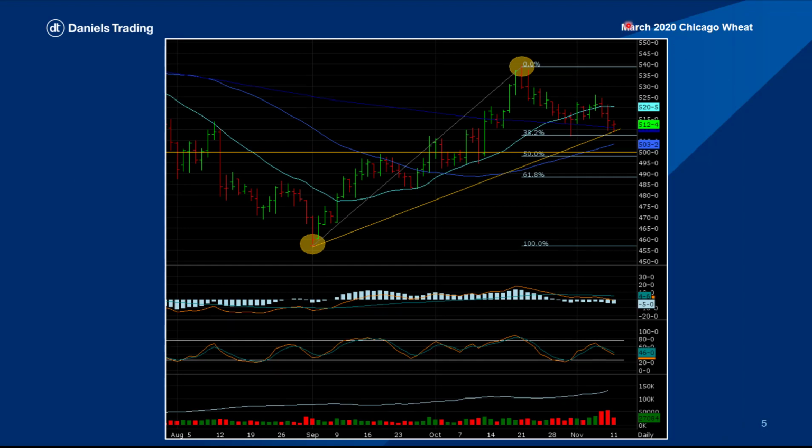Okay, this is the March 2020 Chicago wheat chart. And what I have set up here is a potential 1-2-3 formation, the 1-2-3 bottom formation, which is a trend reversal formation. This is the number 1 point, which is the 12-month contract low, 457 and 3/4. The number 2 point comes all the way up here near the 540 price level. That's 539 1/4 from October 21st.